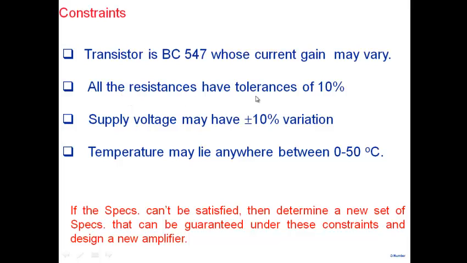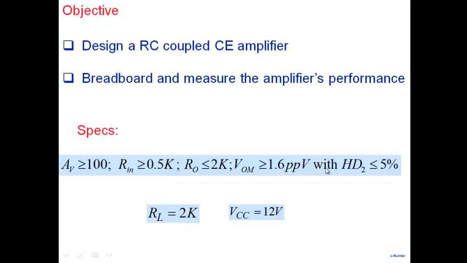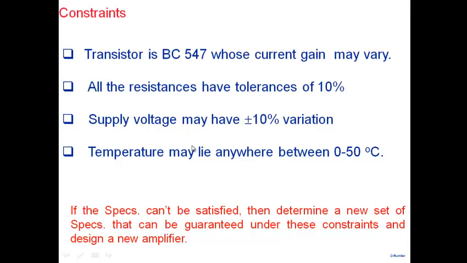All the resistors, let's say, have a tolerance of 10%. You can use resistors with lesser tolerance also, but let's design it for 10% tolerance. Supply voltage may have plus minus 10% variation. Supply voltage is not going to be fixed, plus 12. It may have plus minus 10% variation. Temperature, you want your amplifier to work both in winter and summer. So it should work at 0 degrees Celsius and also at 50 degrees Celsius, okay, in these limits here. Now, so what we want you to do is do this design. You want to satisfy these specs under these constraints also, okay.